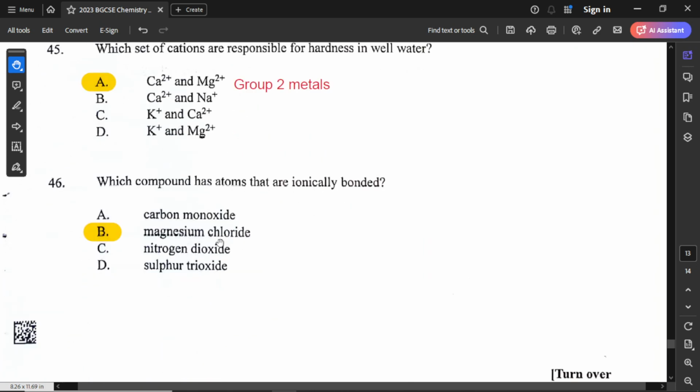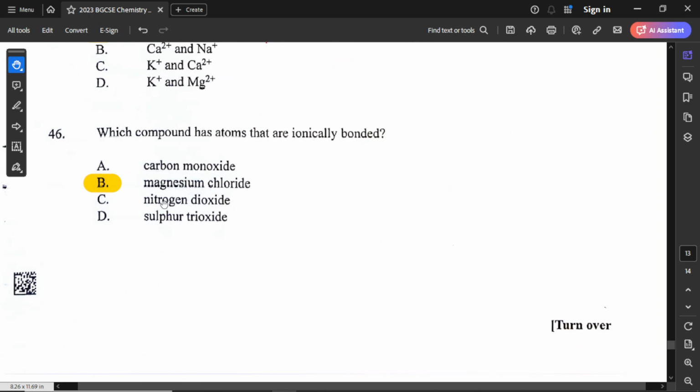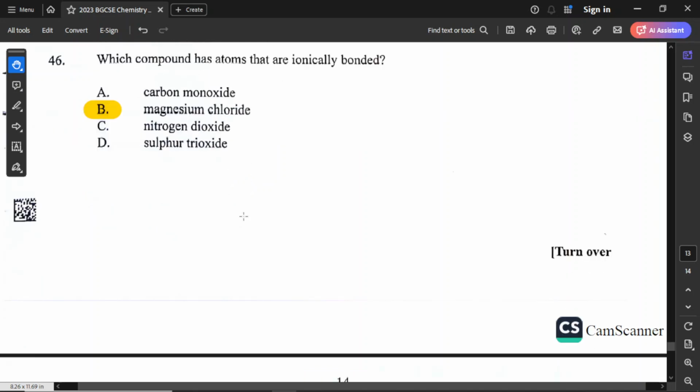For 46, it said which compound has atoms that are ionically bonded? Here we're looking for metal and non-metal, and so the only metal and non-metal combination right here is magnesium chloride. Oxides contain oxygen, which is a non-metal. Of course, carbon monoxide will be a covalent compound. Here we have nitrogen dioxide, which is non-metal and non-metal as well. Sulfur trioxide is non-metal and non-metal. So the only metal and non-metal combination here is B.